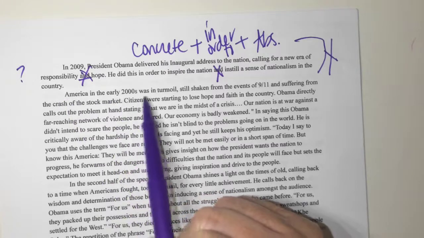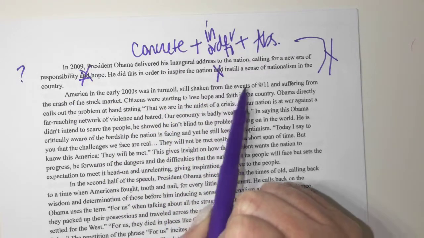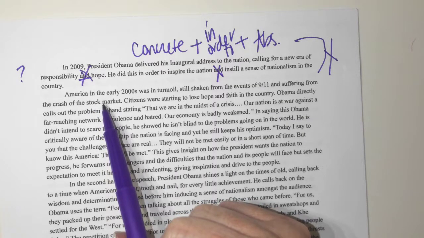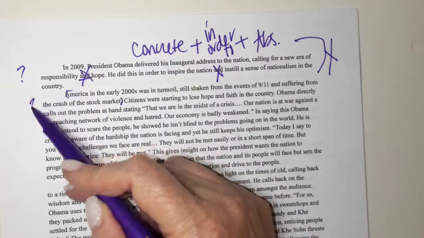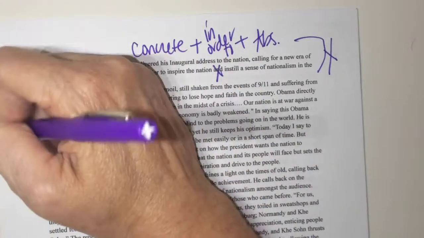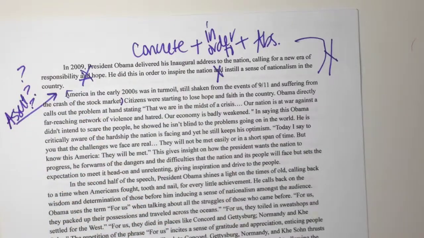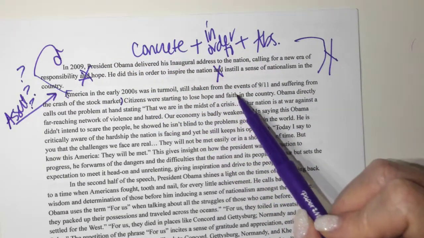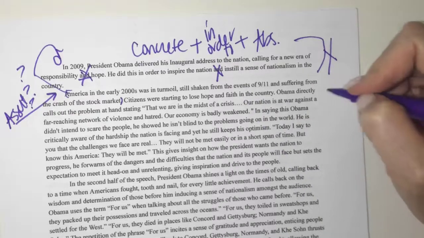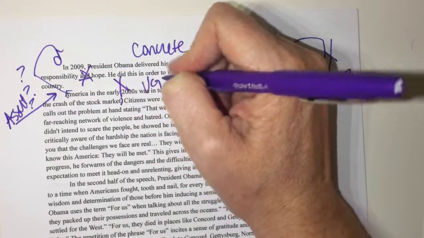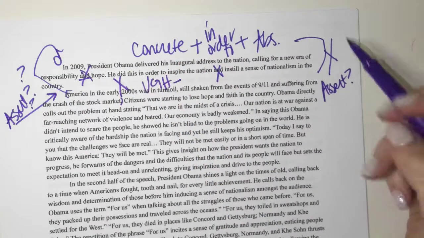America in the early 2000s was in turmoil, still shaken from the events of 9/11 and suffering from the crash of the stock market. What is supposed to be your first sentence of your body paragraph? It's supposed to be what? Is that an assertion? That probably should have gone up there. Citizens were starting to lose hope and faith in the country. So I still have no assertion. So again, I'm giving a big fat ugh because it's not following what I told you to do.